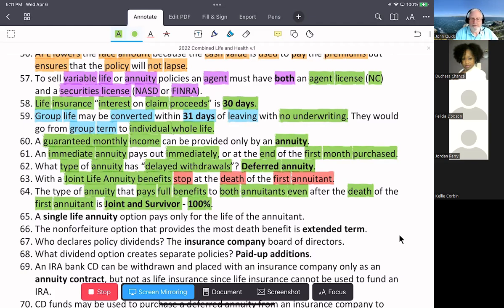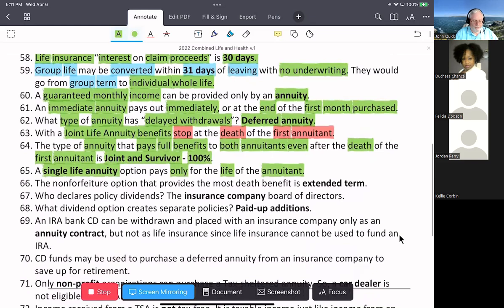Now, straight life, pure life, single life annuity pays only for the life of that annuitant. And so if it's just you and you don't care, you're Bing Crosby, you could do a single life, straight life, pure life. It only pays as long as you're alive.